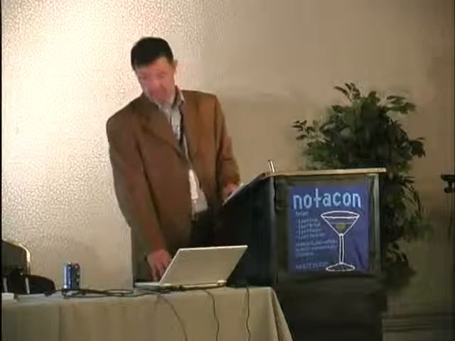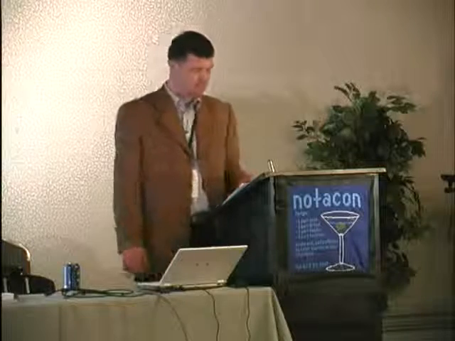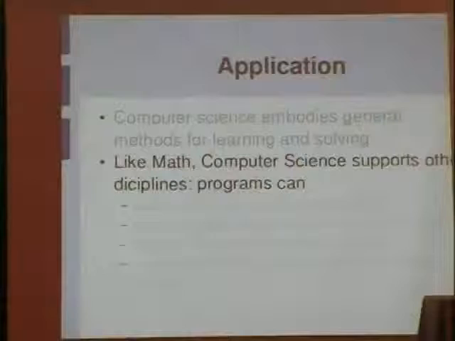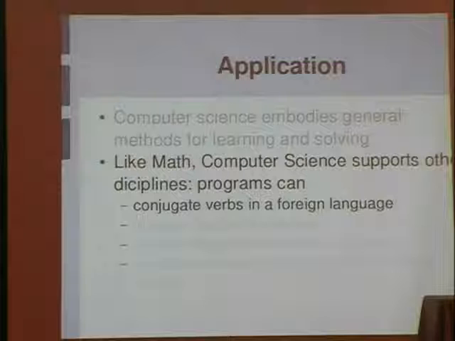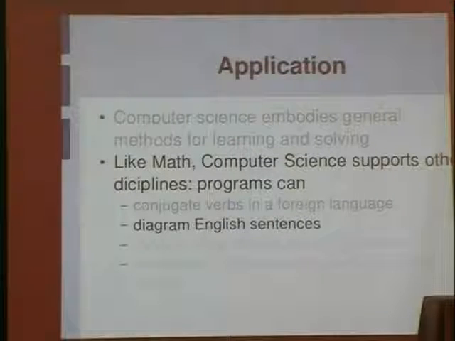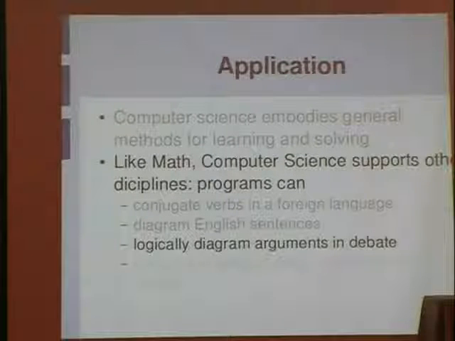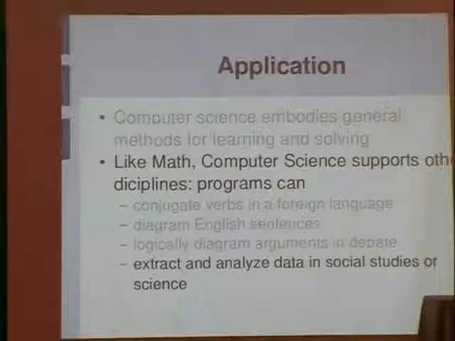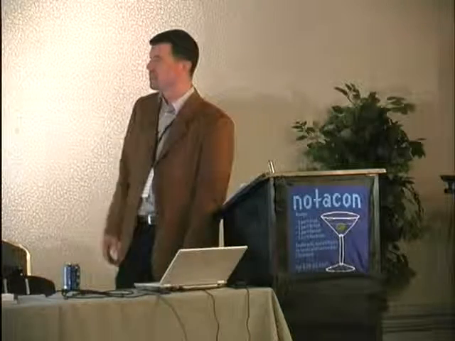So instead of misapplication, I want to apply these things. And computer science embodies general methods for learning and problem solving. I think it is appropriate, actually, for many subjects because of its flexibility. Like math, computer science supports other disciplines. Programs can conjugate verbs in a foreign language, like amo, amas, amat in Spanish or something like that. Diagram English sentences. Logically diagram arguments in a debate. That doesn't happen until high school, I suppose. And then extract and analyze data in a social studies or science class. There's also art examples. There's lots of places that technology can be used. The fundamental ideas behind computer science can be used, but I don't think that they achieve that in the standards themselves.